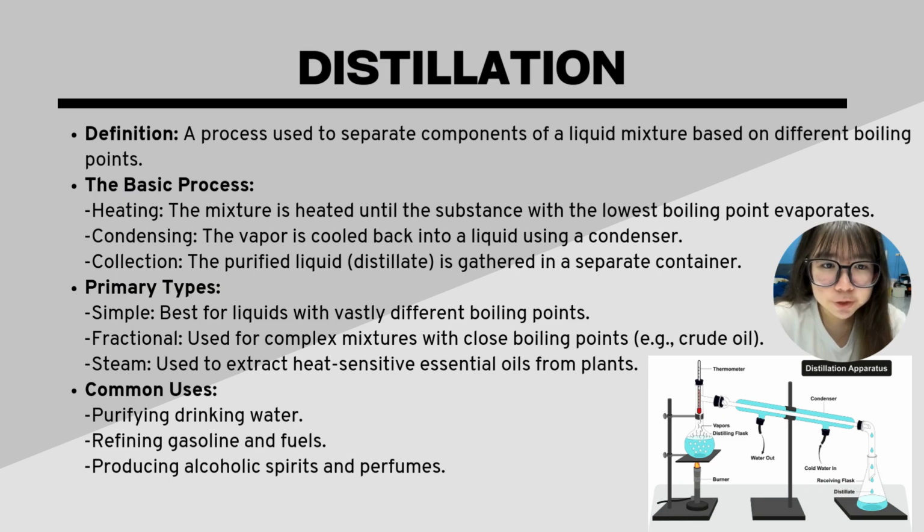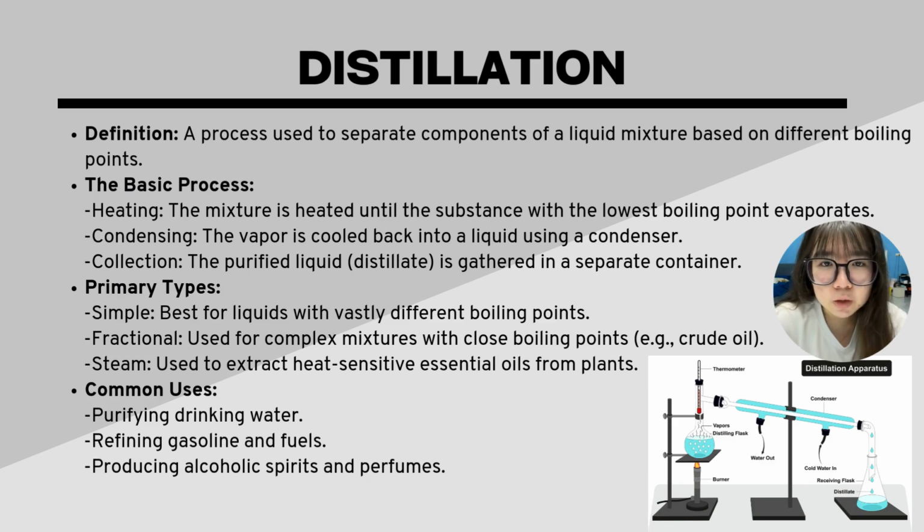So this picture shows us that it is a distillation apparatus. What is the primary types of distillation? The first one is simple types. It is best for liquid with vastly different boiling points. The second one is a fractional types. It is used for complex mixture with close boiling points such as crude oil. The last one is steam type. It is used to extract heat-sensitive essential oil from plants.